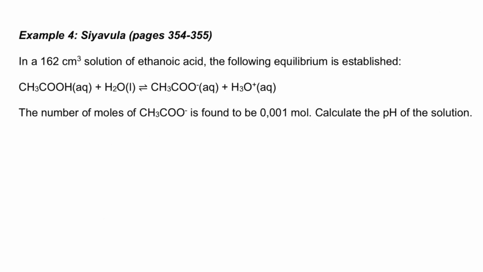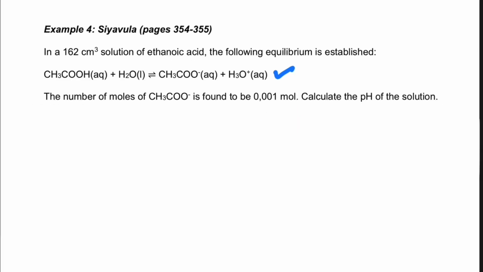Example 4. In a 162 centimeter cube solution of ethanoic acid, the following equilibrium is established. We are given an equation here, and then the question says the number of moles of CH3COO minus is found to be 0.001 moles. Calculate the pH of the solution. The balancing coefficient of CH3COO minus is the same as that of H3O plus, which is the same as that of ethanoic acid. So the number of moles of H3O plus and ethanoic acid is equal.